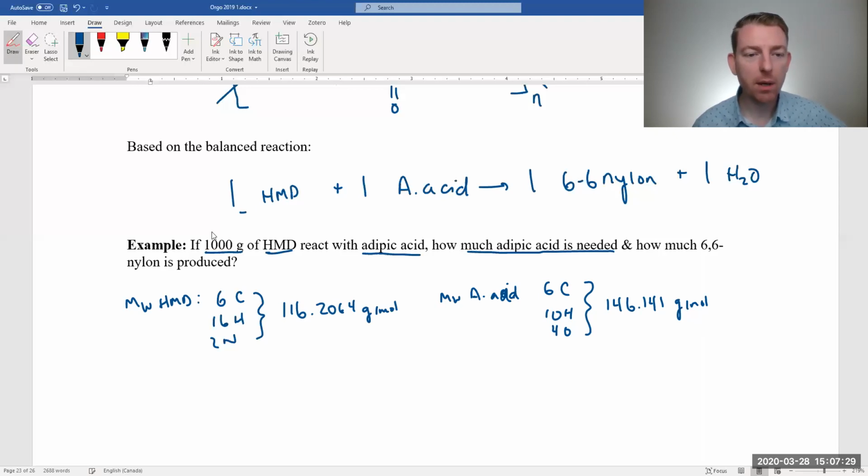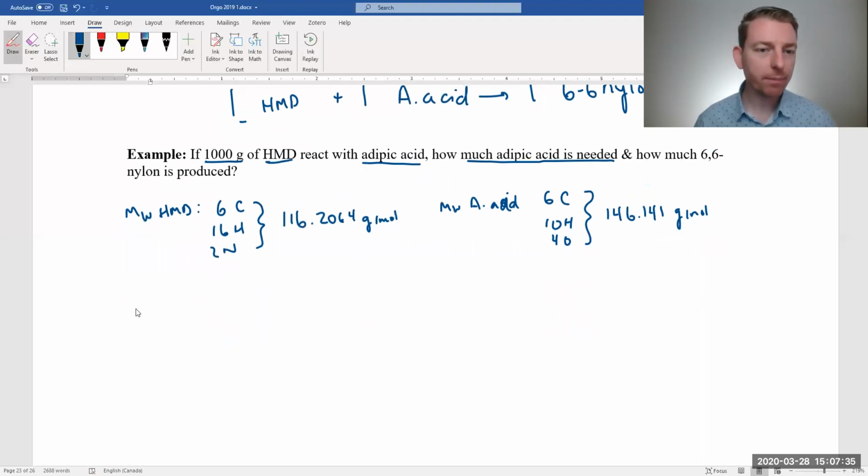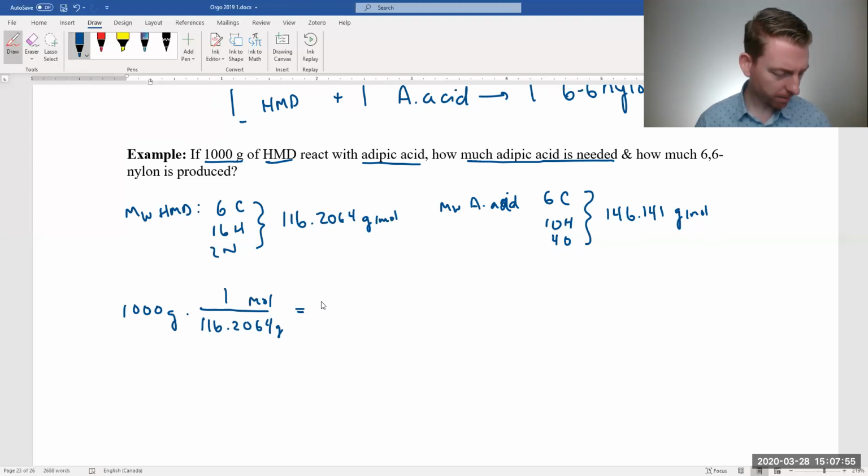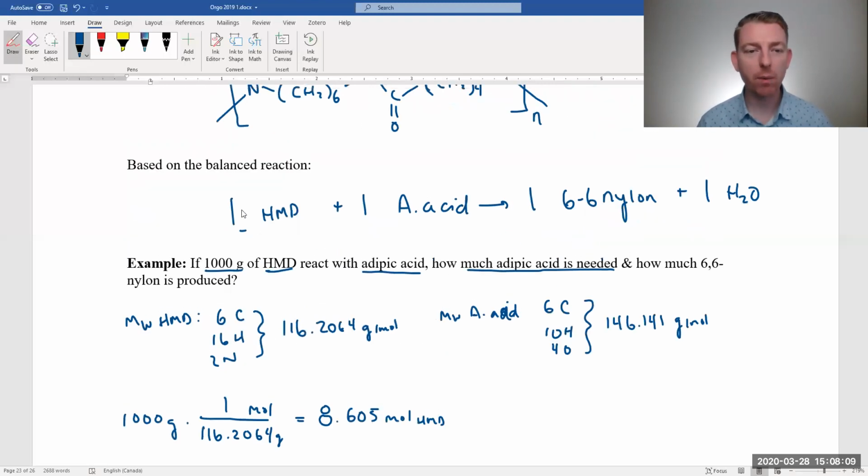Okay, so we know the amount of the reactant, the HMD, so we'll start with that. How many moles is that? 1,000 grams. We want to get it into moles, so we have per 1 mole 116.2064 grams. So 1,000 divided by 116 and change gets us 8.605 moles of the HMD.